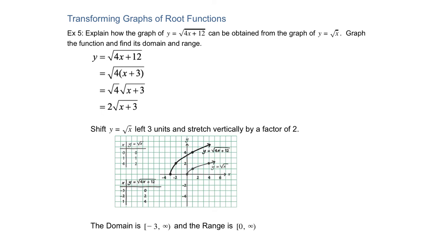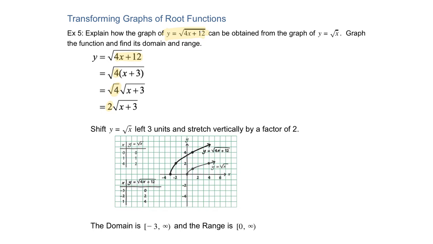All right, let's see how we can use transformations to find the graph and also be able to visually see what that domain and range is. So if we're looking at this function y equals the square root of 4x plus 12, in terms of transformations of the parent graph y equals square root of x, if I simplify that radicand a little bit, I'm going to factor out my 4, and then I can take the square root of 4 separately, and so square root of 4 is 2 times the square root of x plus 3.